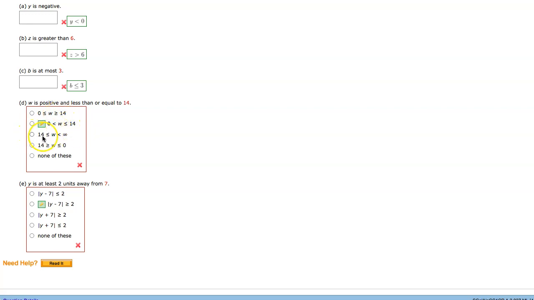Now let's look at the third one. Now w can be 14, but no, so wait, that's not right. The second one's right. I was thinking we were on the next problem. Sorry. So w is, yeah, they always put the green key. I was thinking that they were wanting me to analyze that for the next problem. I don't know why. So yeah, w is positive and less than or equal to 14. So w is strictly above 0, and w can be at or below 14. Yeah, I was thinking this was problem E. Don't ask why.